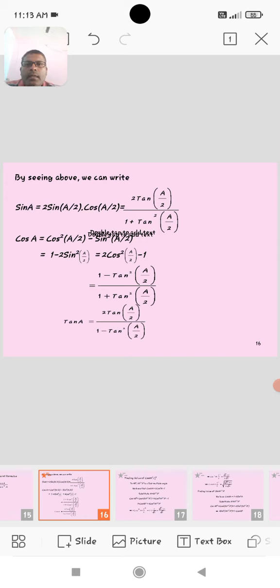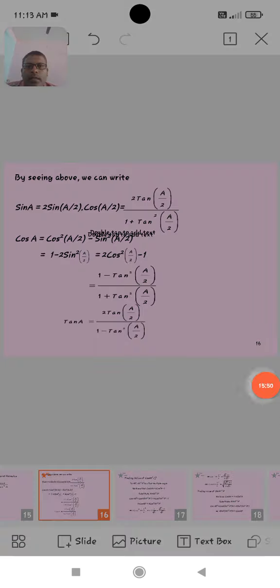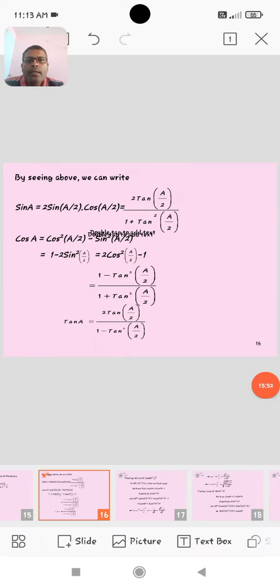By seeing the above, we can write sin a is equal to 2 sin a by 2 into cos a by 2. The sin 2a formula is 2 sin a cos a, so we have to divide the angle by 2 on both sides. We get sin a is equal to 2 sin a by 2 into cos a by 2, which is equal to 2 tan a by 2 divided by 1 plus tan square a by 2.